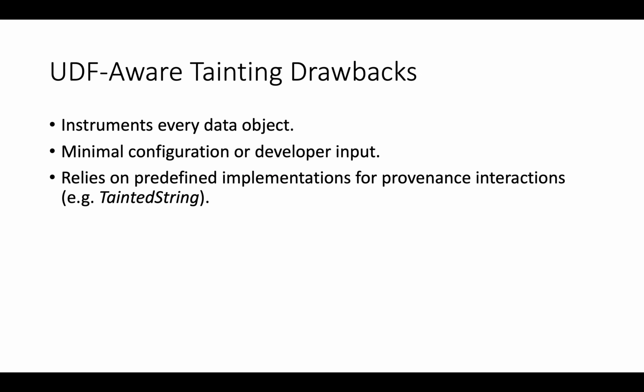While UDF-aware tainting is powerful, it also does have some drawbacks. First, it instruments every data object, and as a result, it actually adds a fairly high computation overhead. Second, there's generally minimal configuration or developer input required. It relies on predefined implementations for provenance interactions, such as the tainted string class. This also means it's difficult to tailor to every use case.